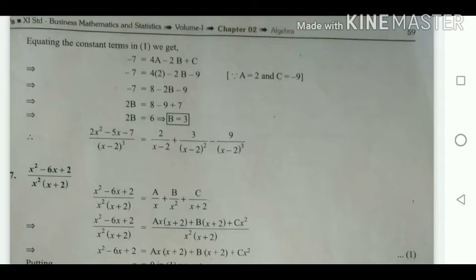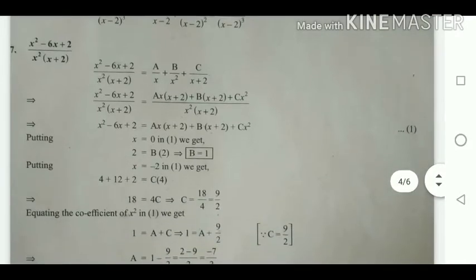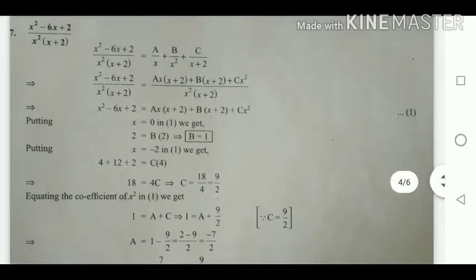Okay. Now we are going to see the next term. Next one is the seventh sum: (x² − 6x + 2) divided by x²(x + 2). Here there are two factors. One is x². So we split the x² into x and x², then x + 2. There are three factors: one is x, another one is x², the third one is x + 2.